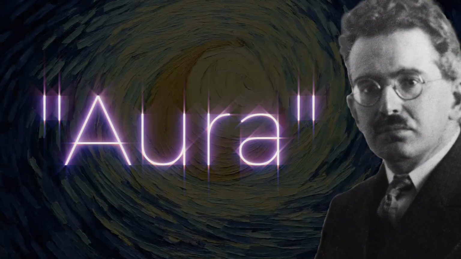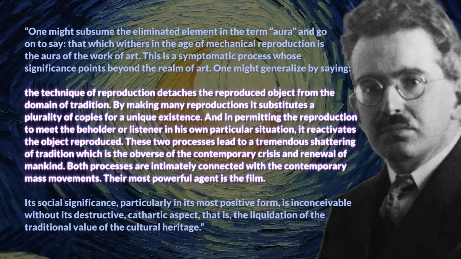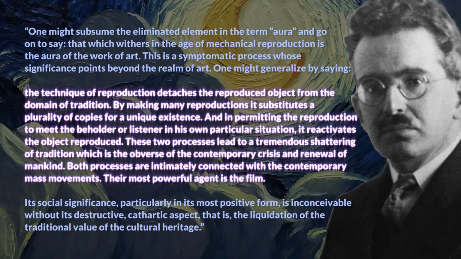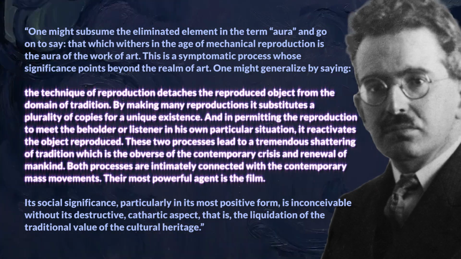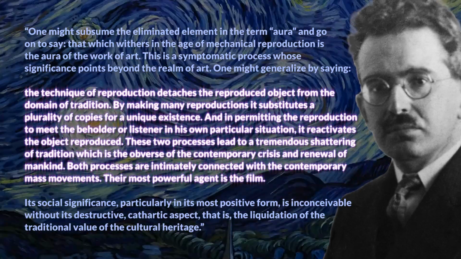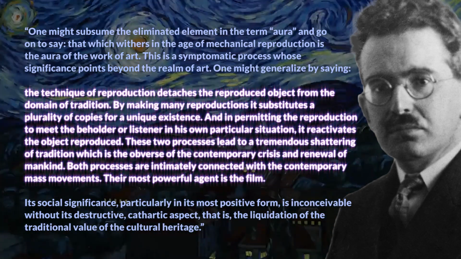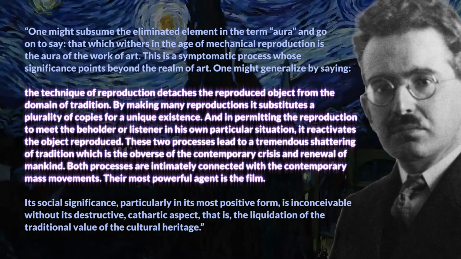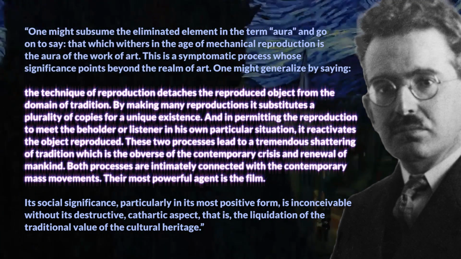In The Work of Art in the Age of Mechanical Reproduction, he wrote, "The technique of reproduction detaches the reproduced object from the domain of tradition. By making many reproductions, it substitutes a plurality of copies for a unique existence. And in permitting the reproduction to meet the beholder or listener in his own particular situation, it reactivates the object reproduced. These two processes lead to a tremendous shattering of tradition, which is the obverse of the contemporary crisis and renewal of mankind. Both processes are intimately connected with the contemporary mass movements. Their most powerful agent is the film."